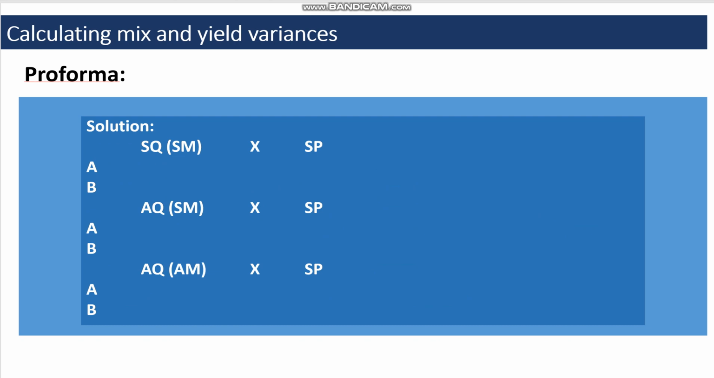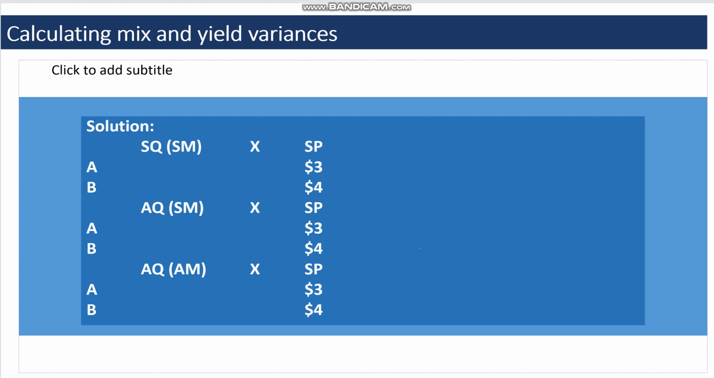Okay, so that was the pro forma which we now insert the numbers into. So here goes. The easiest thing for me always is the standard price. Can you see that? The standard price of material A is $3 per kilo or per liter, and for B is $4 per liter. Then the next is the standard mix, which is 2/5 and 3/5 of A and B respectively. Then the SQ, standard quantity. Here goes.